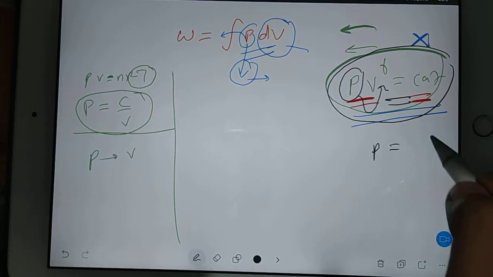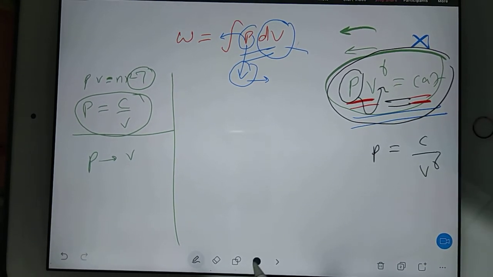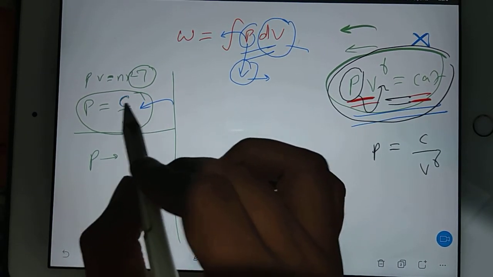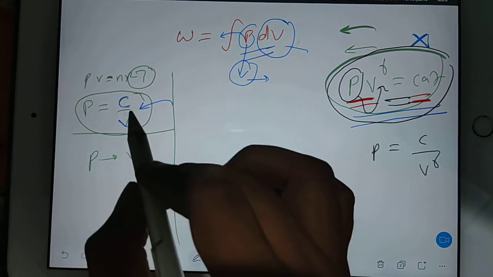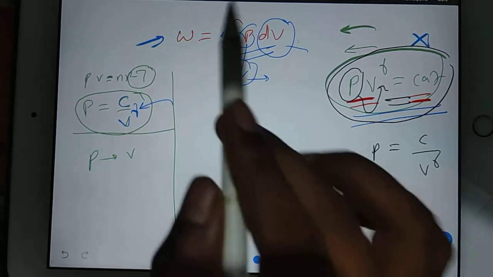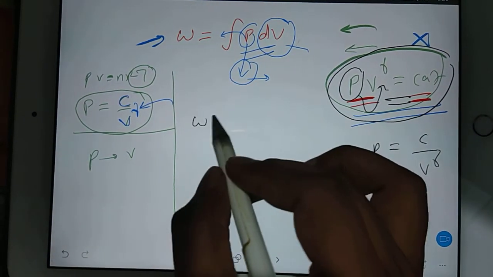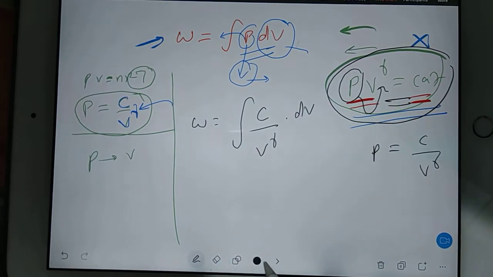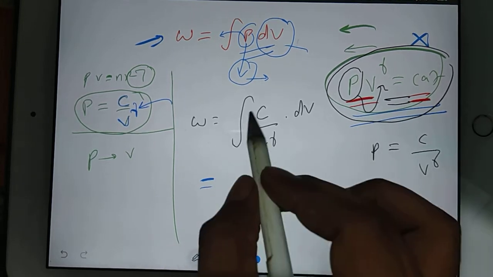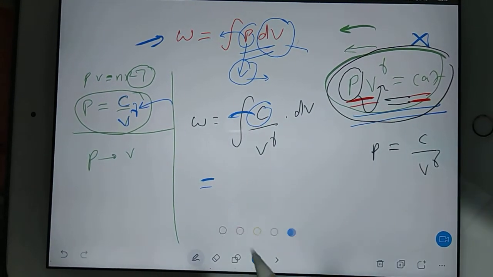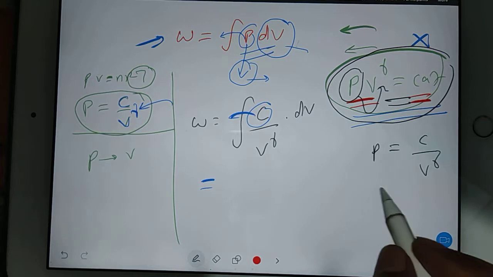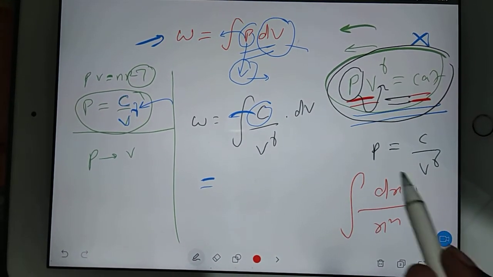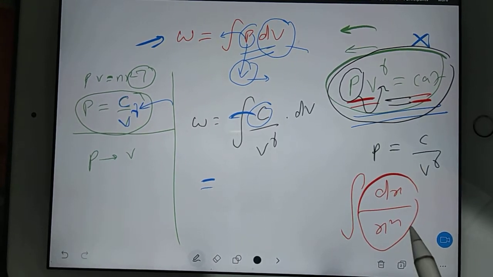How? Pressure is equal to constant by volume power gamma. So in this case, you were writing only constant by volume, but now you are writing constant by V power gamma because we are dealing with adiabatic work done. So work done is equal to integration of constant V power minus gamma into dV. Now you have a trouble. Anyway, this is constant, take it out. But what is the trouble now? Trouble is how will you integrate dx by x power n? Okay. So in this case, simple mathematics is to take the x power n up.